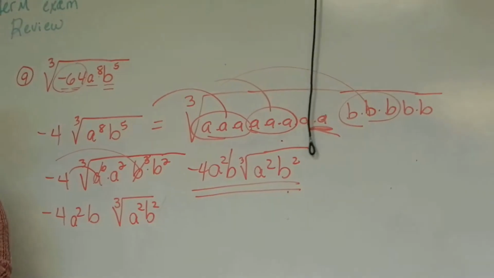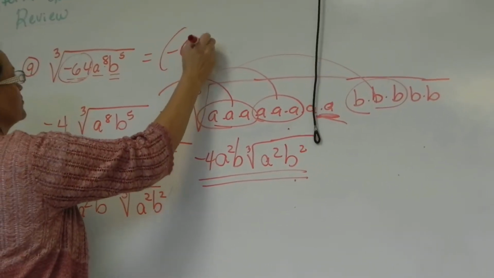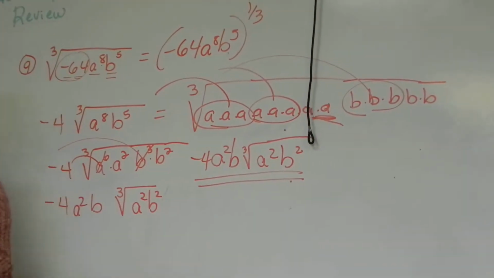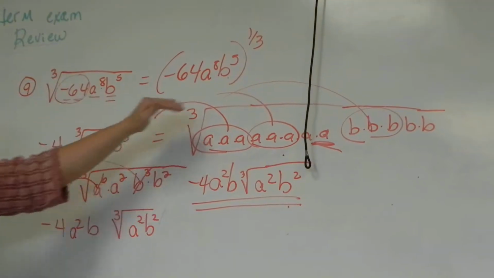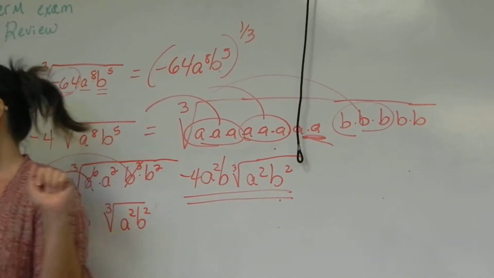Okay, another way I want you to think of this is it could be written like this instead of a cube root. It could say to the 1/3 power. And I just wanted to remind you that a cube root and a 1/3 power means the same thing. Okay, we do the same deal with it.